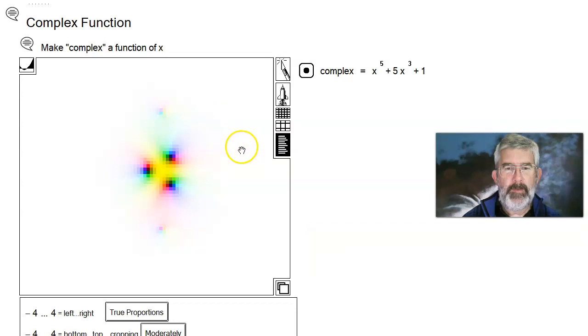I hope I'm still recording. Anyway, there's all kinds of things we can do. One thing I also want to show is something like this.